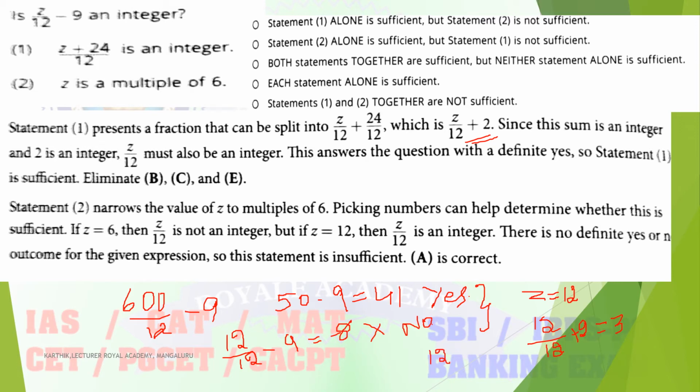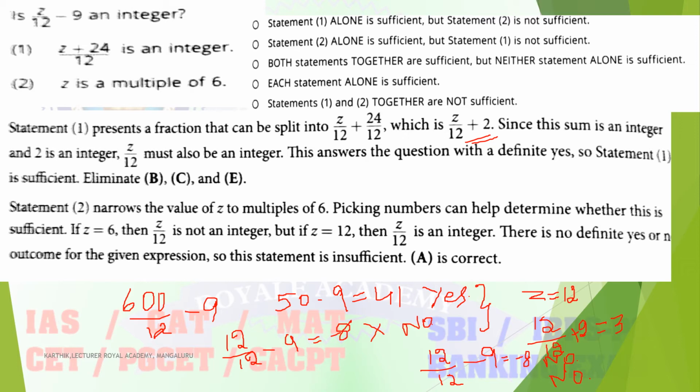12 divided by 12 minus 9, how much answer are you getting? Minus 8. You can easily tell the answer is no. Suppose you take z is equal to 24, just try. 24 divided by 12 is 2, plus 2 is 4, and 4 is an integer. Then 24 divided by 12 is 2, minus 9 is minus 7. Is minus 7 an integer? No. So you get the same answer. If you take any number, you will get the same answer.